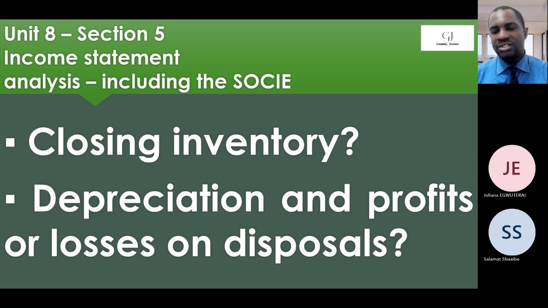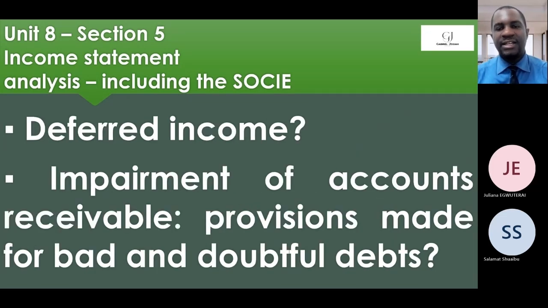You also look at losses on disposal. So these are the bridging items you need to look at. Also, deferred income. Deferred income is a liability item, revenue that you recognize but you have not yet provided the service. That is what deferred income is. It's a current liability. How do you recognize deferred income? Impairment of accounts receivables, provisions for bad debt, which is expected credit loss based on IFRS 9.